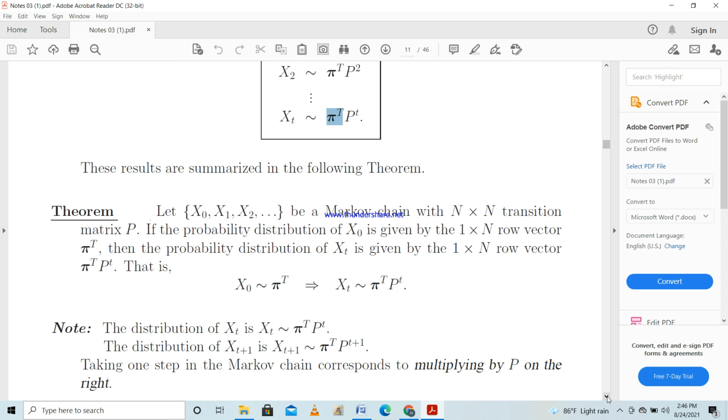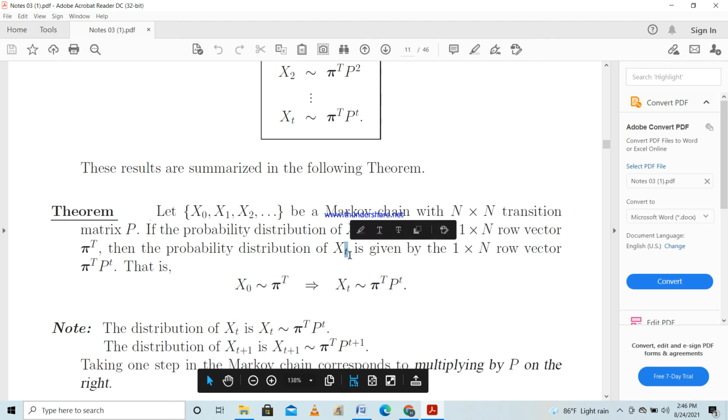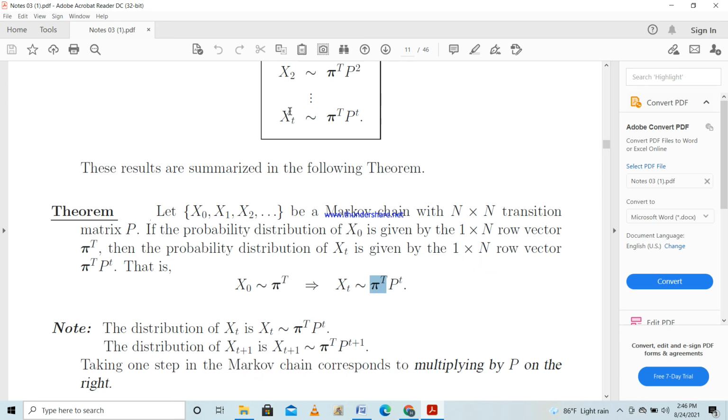So there is another theorem. If you have x0, x1, x2, and so on, a Markov chain with n by n transition matrix, and the probability distribution of x0 is given by a 1 by n row vector phi transpose, then the probability distribution of xt is given by phi transpose into P to the power t. That is what we just discussed here. So when you are working with the questions, you can just use these theorems directly to solve them.